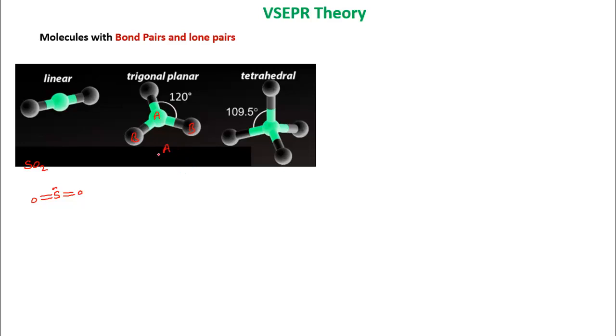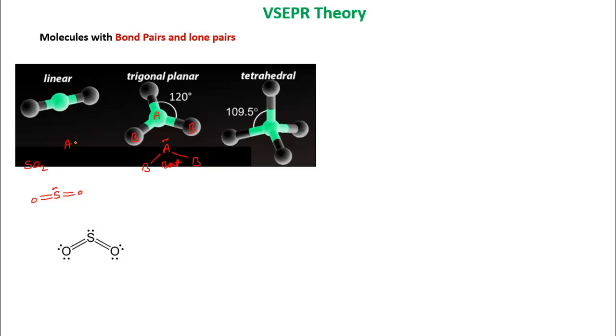You have atom A and there are 2 B atoms now, and there is a lone pair of electrons on the central atom A. This is not a trigonal planar shape, this is a bent shape, right? So sulfur dioxide has a similar structure. Sulfur has a double bond with oxygen, another double bond with another oxygen, and it has a lone pair of electrons.